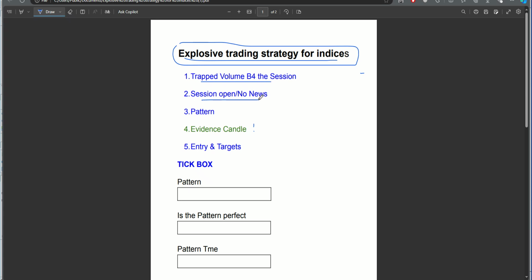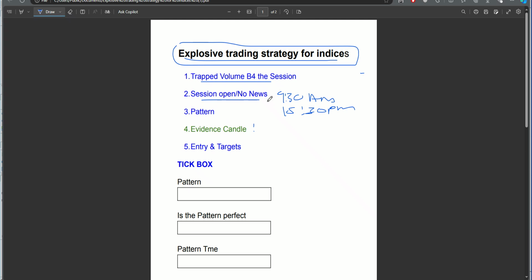The second one is you have to wait for the session to open, and in this case it's 9:30 a.m. US time. This is if you are in the US. If you are in South Africa, it's 15:30. You can just convert this to your own time zone.